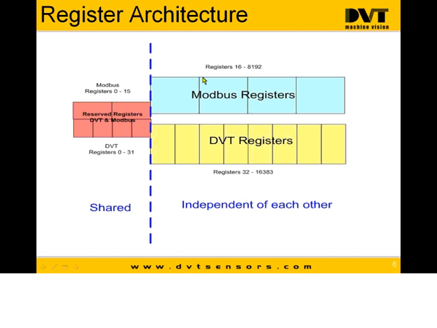they're independent here. However, the Modbus registers are still 16-bit while the DVT registers are 8-bit. So this memory is shared by Modbus and DVT in the other case, where you can access the same data, and here it's not shared; there are two independent places to store data.